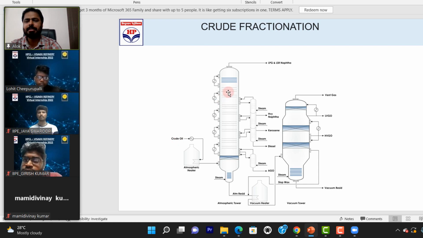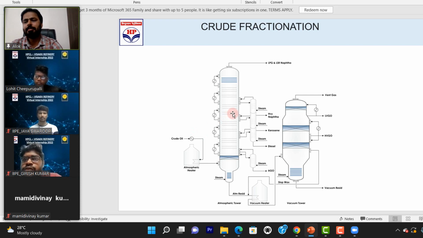From there, in the preheat trains, whatever draws we are getting from the column, the draws meant for pump around purpose, go to the preheat exchangers. It is heat recovery: the products we are withdrawing from the pump around of the column, that heat is recovered to heat the crude. After heating, it goes to the pre-flash drum. It's not mentioned here. In the pre-flash drum, what happens?